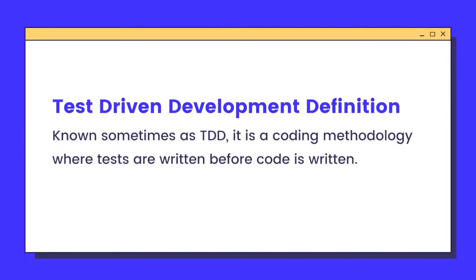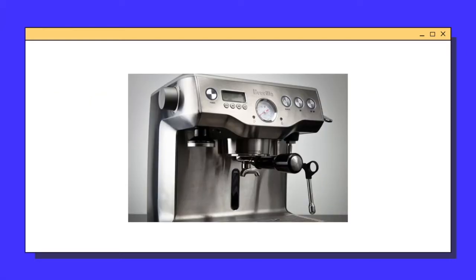Before we go more into code review automation, let's talk about testing, which is going to be really vital baseline information for when we talk about continuous integration and other code review automation topics. So test-driven development is a coding methodology where tests are written before the code is written. And we're going to explain tests and test-driven development in terms of coffee makers, so enjoy this picture of a nice coffee maker as we continue.